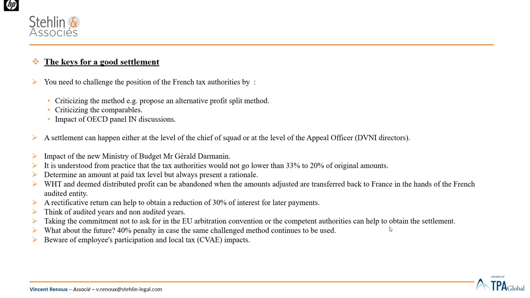And you can also claim about the OECD panel one discussions. The settlement can happen either at the level of the chief of squad, that is the chief of the tax inspector, or later on at the level of the appeal officers, that is the DVNI directors. There are some chiefs of squad that like to settle on their own at their level, and some that don't want to take decisions and prefer the directors to take the decision. But you can have very good level of discussions at this stage.